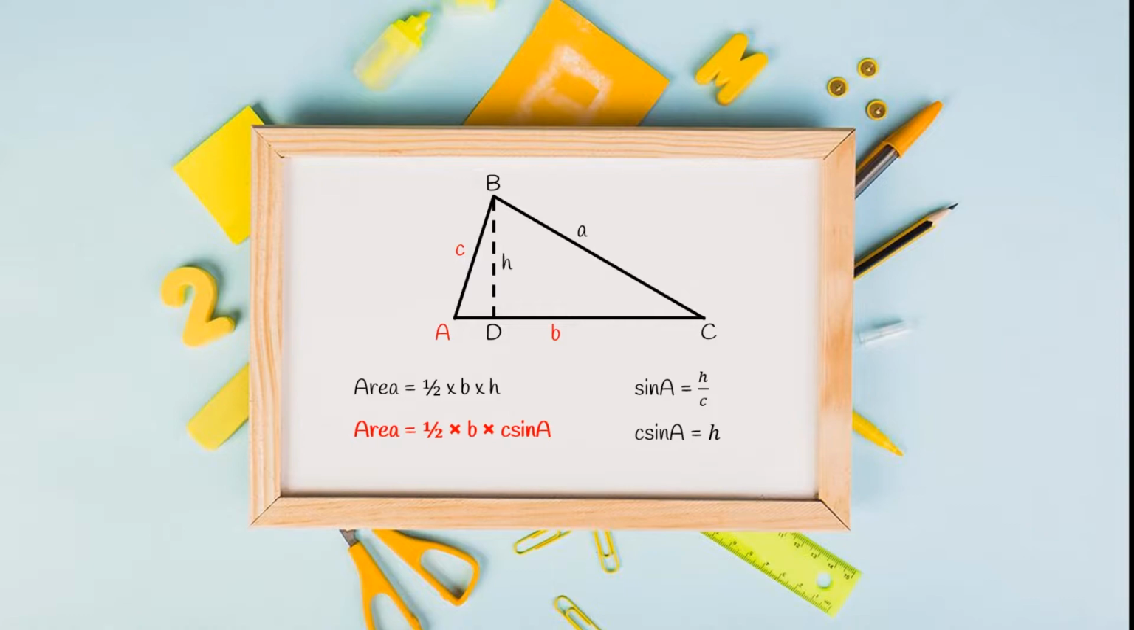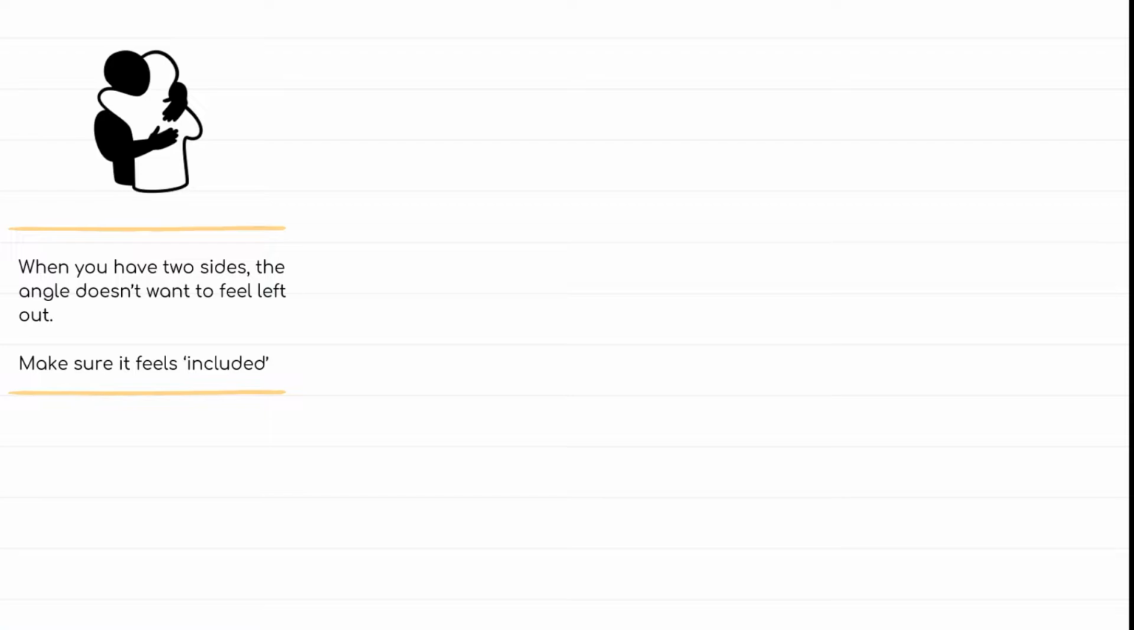And there's actually three versions of the formula. You only need one because you choose where to put the letters. We chose where to put A, B and C. So what I would always do is put A as the angle, and B and C are the two sides either side. It doesn't matter which way around I've got them. When you have two sides, the angle doesn't want to feel left out, and we want to make sure it's included. It must be included, and by that I mean it's the angle between the two sides that we're talking about.